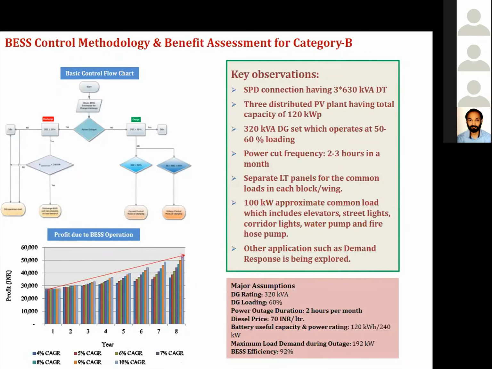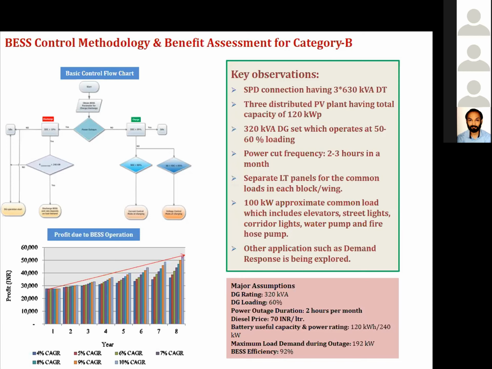This is the battery energy storage control methodology for the benefit assessment of category B. The SPD connection is 3 into 630 kV DT, and the 3 distribution PV plants have a total capacity of 120 kilowatt under category B. The power cut is around 2 to 3 hours in a month, and there is a separate LT panel for the common load in each block, and the approximate common load is 100 kilowatt, which includes the elevator, street lights, corridor lights, and water pump for the society. And another application for demand response is being explored.